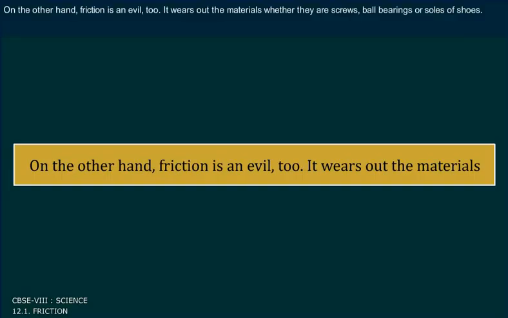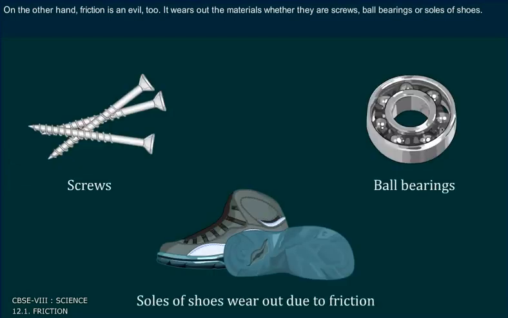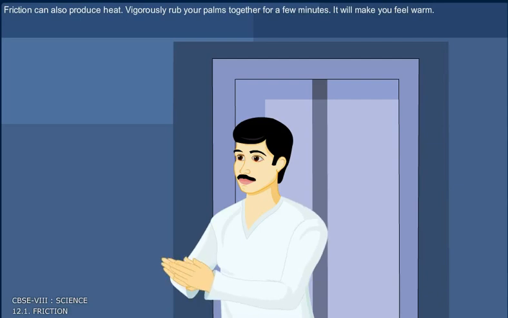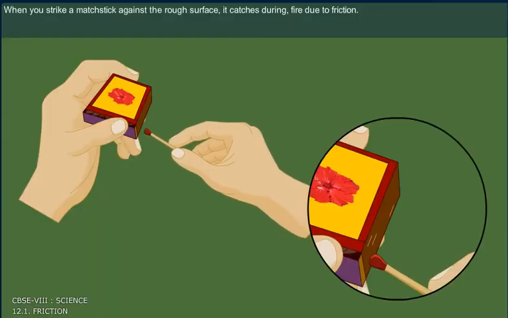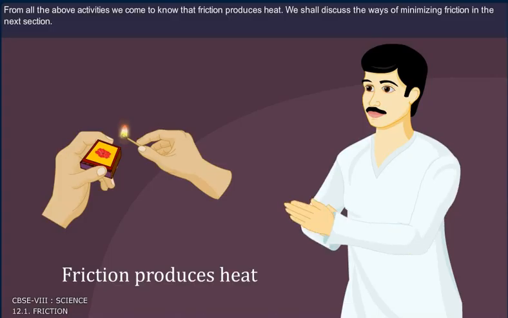Friction is an evil too. It wears out the materials, whether they are screws, ball bearings, or soles of shoes. Friction can also produce heat. Vigorously rub your palms together for a few minutes. It will make you feel warm. When you strike a matchstick against a rough surface, it catches fire due to friction. From all the above activities, we come to know that friction produces heat. We shall discuss the ways of minimizing friction in the next section.